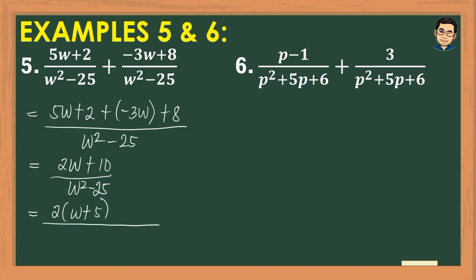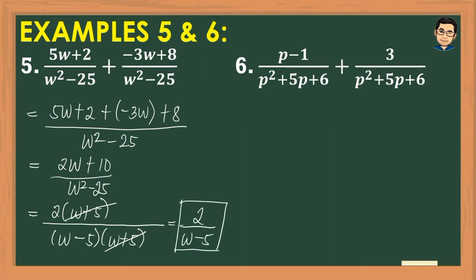What about the denominator? So, we can factor the expression in the denominator using difference of two squares. That is w minus 5 times w plus 5. Now, we cancel common terms. So, w plus 5, w plus 5. So, our final answer will be 2 all over w minus 5. So, again, applied pa rin po dito yung ating mga factoring techniques.